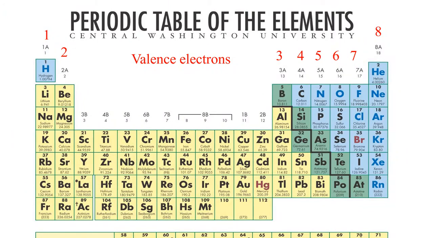Okay, so if you look at the periodic table, it's pretty simple to determine valence electrons. 1, 2, skip a few, 3, 4, 5, 6, 7, and 8. So whatever group you're in, the number of valence electrons is just the last number of that group. So 18 has 8, 17 has 7, 16 has 6, and so on.